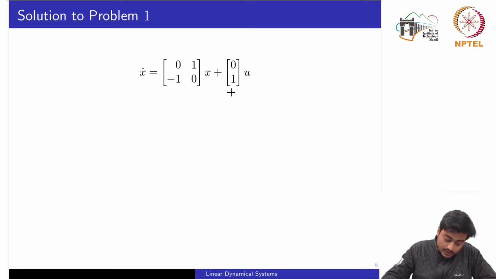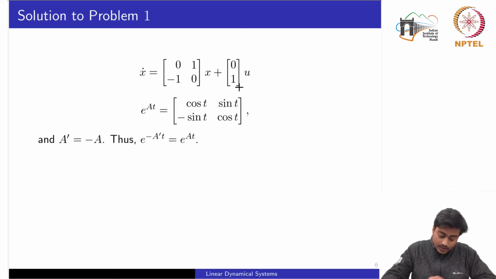Now coming on to the problem, we want to design the controller. We have this A, B matrix. So for computing the controllability Gramian, we need the exponential matrix of the A matrix. So once we compute, we get this exponential terms, and at the same time we notice that A transpose is equal to minus of A. Thus we can also write this one, that e to the power minus A transpose t would be equal to e to the power At.